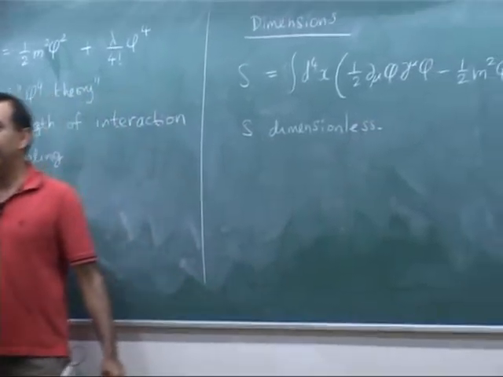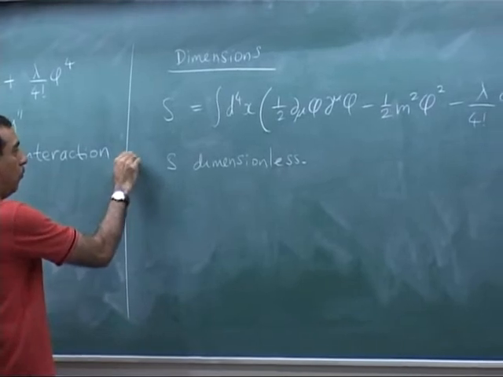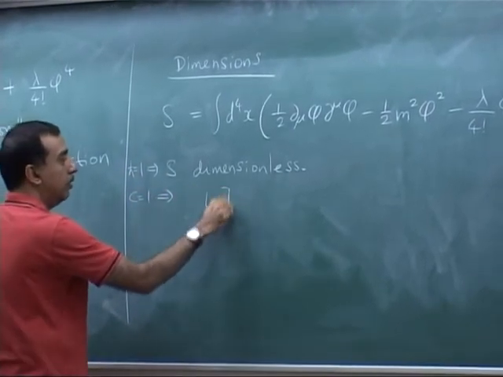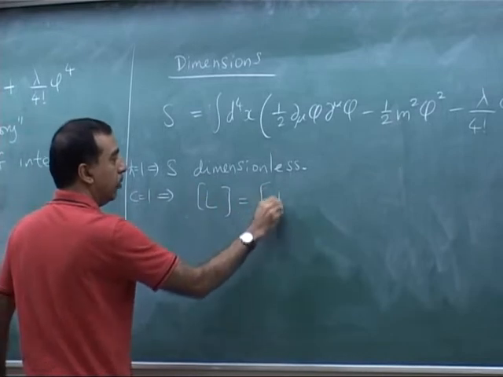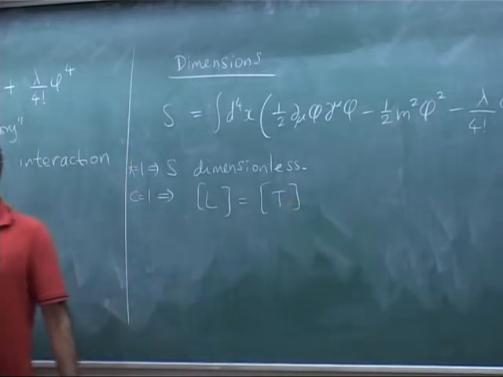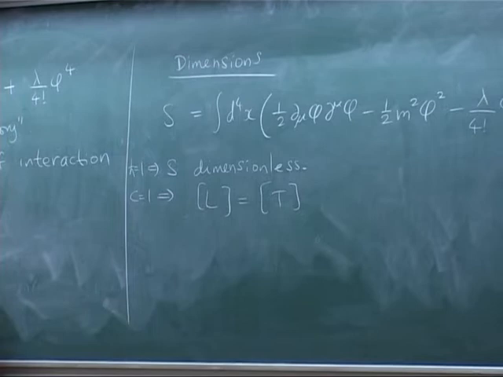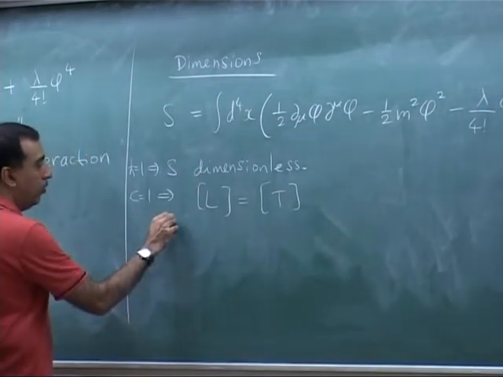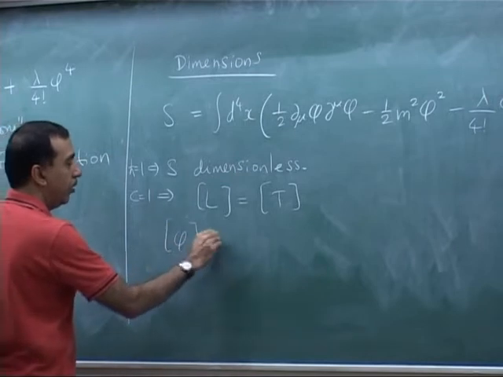Moreover, since c is 1, c equals 1 implies that length dimension and time dimension are the same. Good. Now let's look at the first term and try to find out from it what is the dimension of phi.